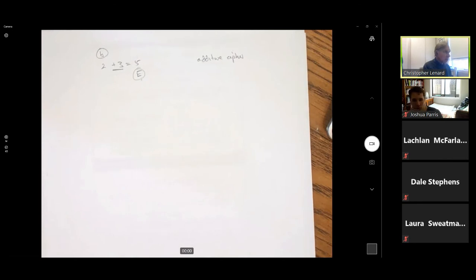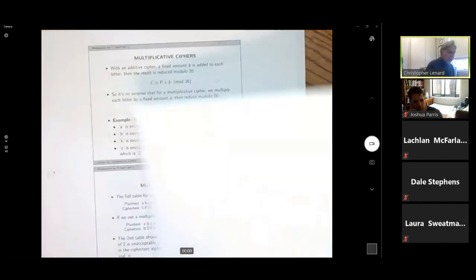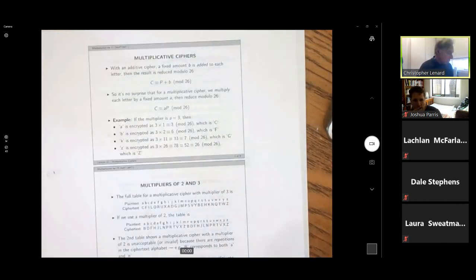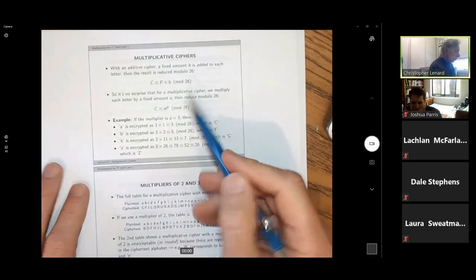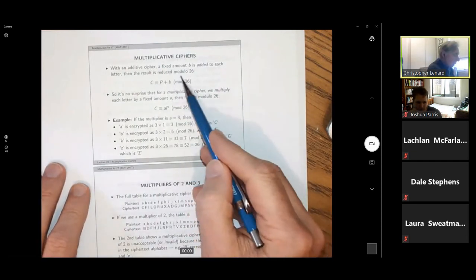Now, if you start thinking about things a little bit, you say to yourself, well, we can not only add in our arithmetic, we can do multiplication. And that's exactly what is happening. Oh, remember, everything wraps around.